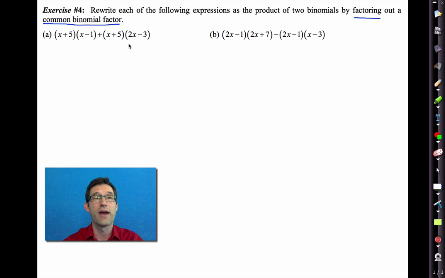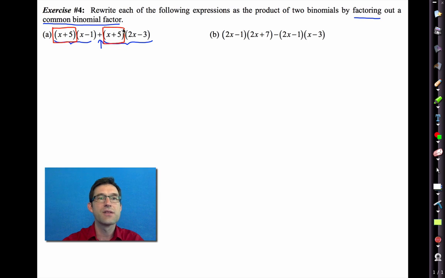Let's take a look at letter A. All right, look at this term and look at this term. And yeah, I'm calling those terms because they are separated by an addition. Now, what's common to both, and this is probably pretty obvious, is this x plus 5.